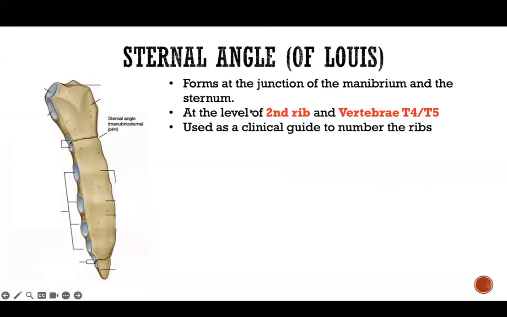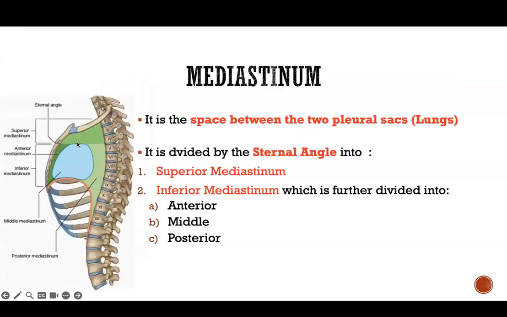So the sternal angle, it's basically a level that forms just at the manubriosternal joint. So where the manubrium and the sternal body join. This level right here is called the sternal angle, and it's always at the level of the second rib, and behind it's at the level of T4, T5 vertebra. So exactly in between T4 and T5.